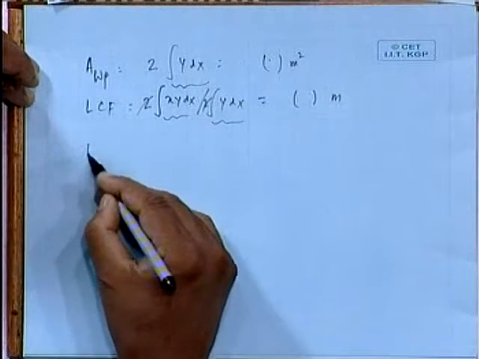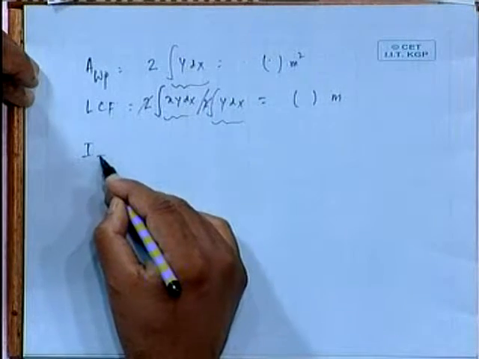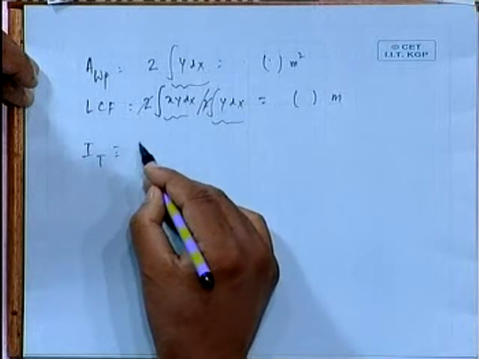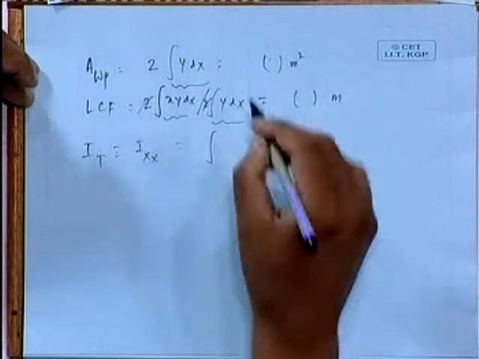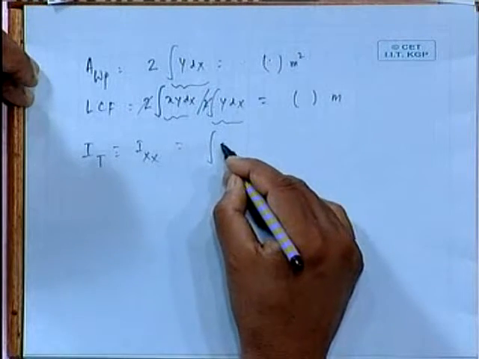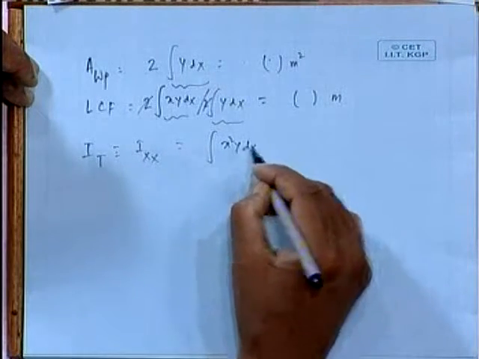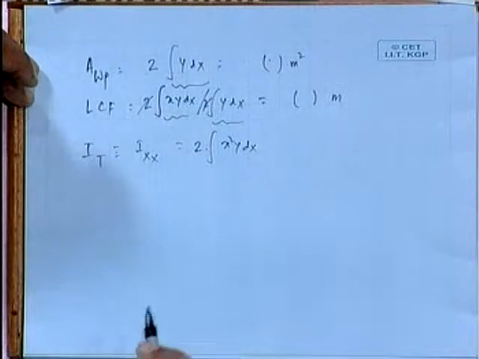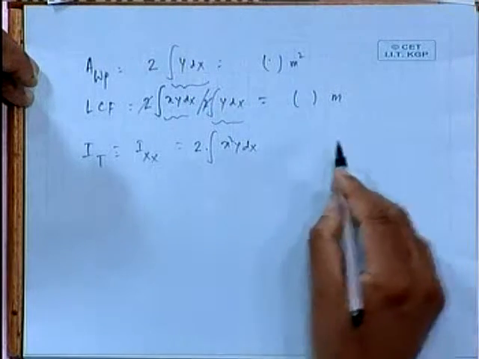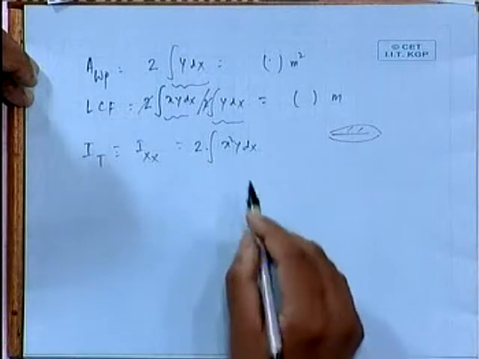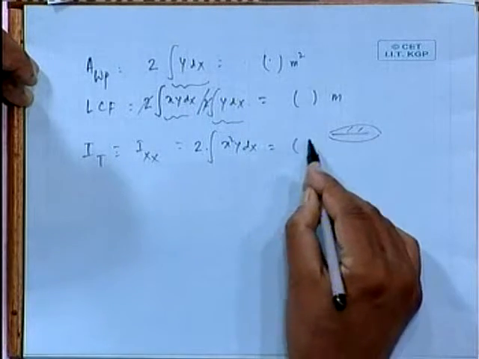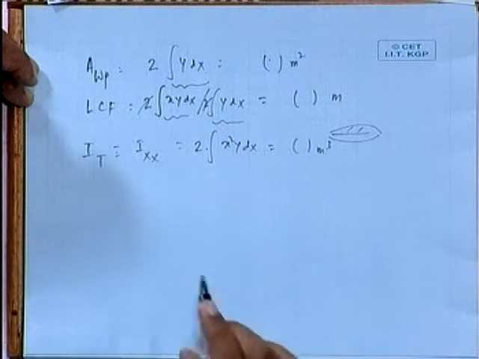Straightforward. Then I transverse, I mean IT or Ixx, is integration of the last part, we are doing x square y dx, actually into 2, because this is for half the part. Remember that this is for half the part and I have to have another half the part. So I got this number, so many meter cube, no problem.